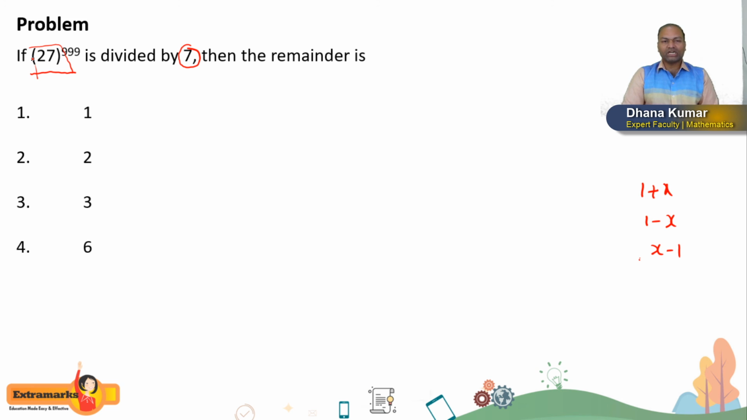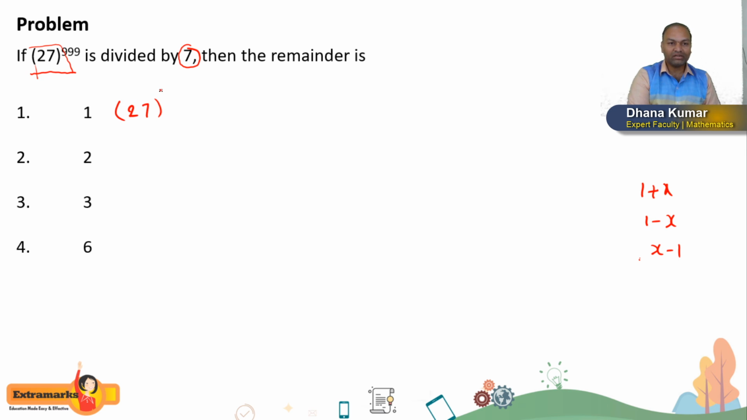Now you observe that one. The multiple of 7 nearer to 27. What is that number? 7 ones are 7, 7 twos are 14, 7 threes are 21, 7 fours are 28. 28 is nearer to 27. Correct or not?